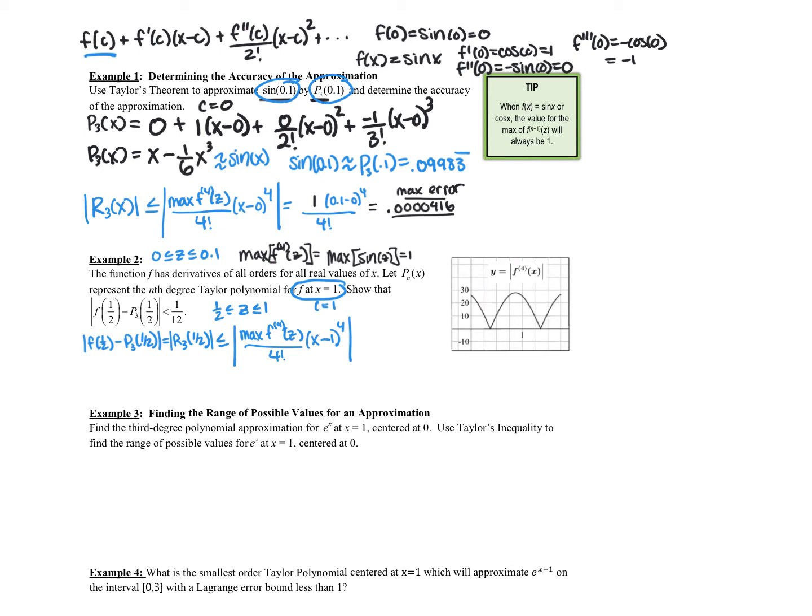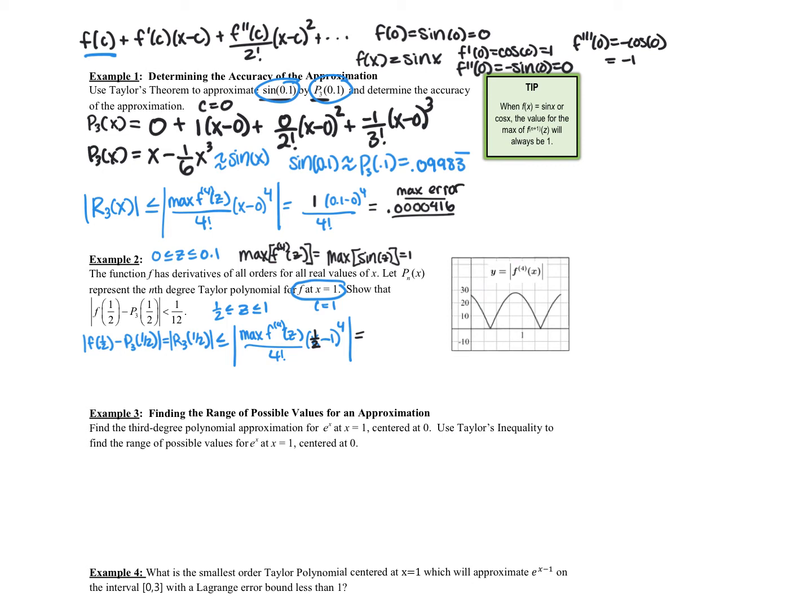What do I plug in here for x? What number goes in for x? 1's the center, so that's already in here. X is where you're approximating it at. So what are we approximating it at? 1/2. So you can go ahead and replace that x with 1/2 instead of having to rewrite it all. And so now let's find the maximum of the 4th derivative for z between 1/2 and 1.